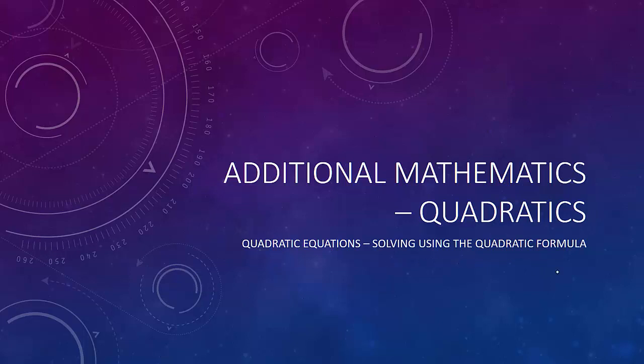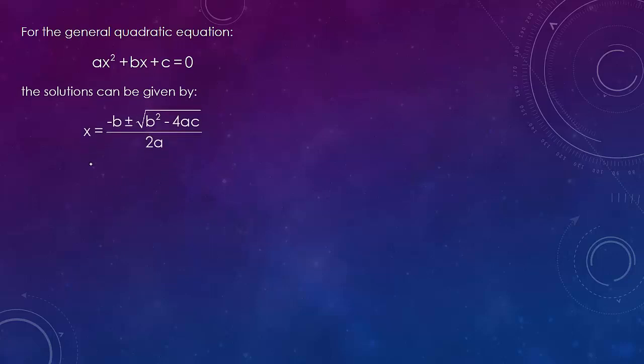Solving using the quadratic formula. For the general quadratic equation, ax squared plus bx plus c is equal to 0, the solutions can be given by the quadratic formula. x is equal to negative b plus or minus the square root of b squared minus 4ac, divided by 2a. We could derive this formula by solving the general quadratic by completing the square.